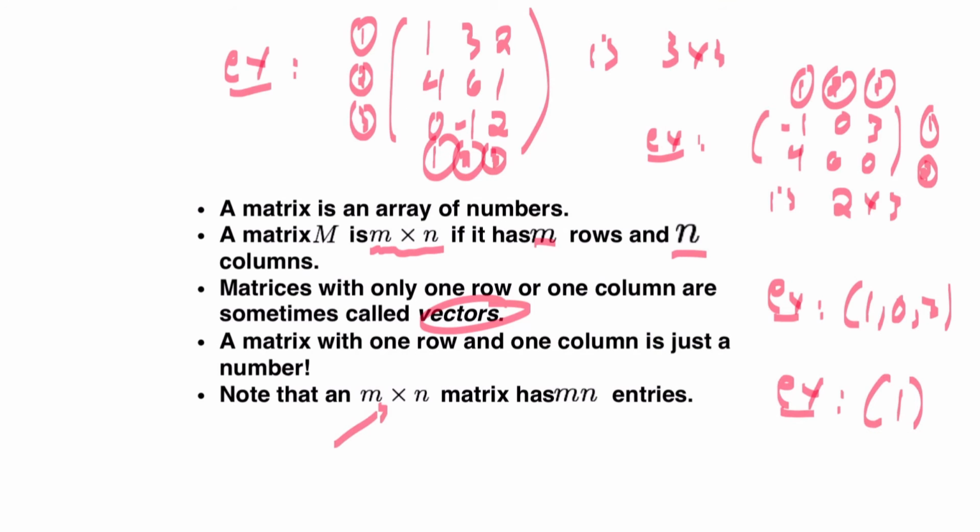Okay, it's important to keep in mind how many element entries a matrix has. If it's m by n, that means that there are m rows and n columns. So in particular, there's m times n entries. So large matrices with large numbers of rows and columns have a lot of things in them.